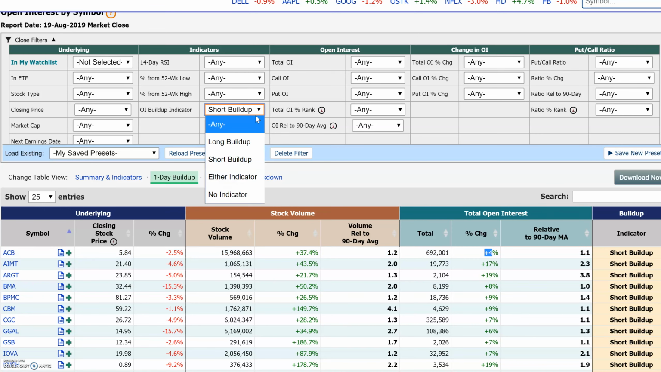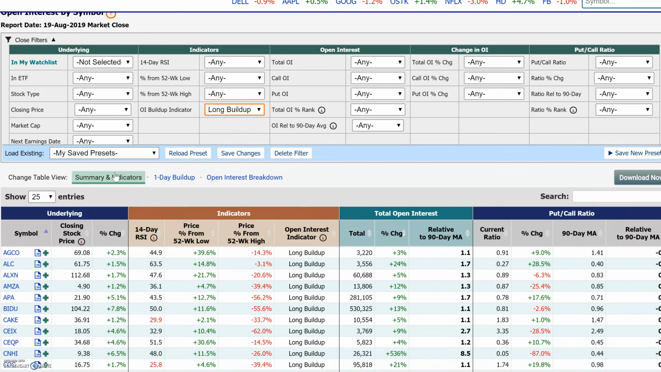And let's just go back to the long buildup over here and come back to our summary page. So we see here's Baidu. The previous day it was up 7.8%. On the day, at the same time, we saw that the total open interest increased, the stock volume increased, and here we have all the long buildups filtered out. We also see that it's closer to its 52-week low price than its 52-week high. You could also use that as a filter. And here the RSI is neutral.